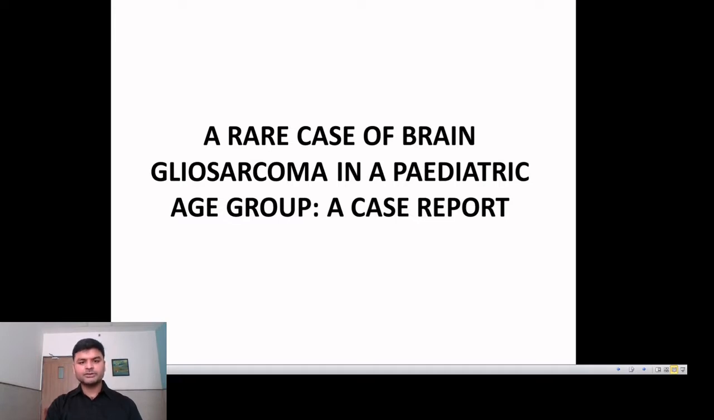Vikrant Pawar. I am presenting our article, A Rare Case of Brain Gliosarcoma in Pediatric Age Group. This is the case report.